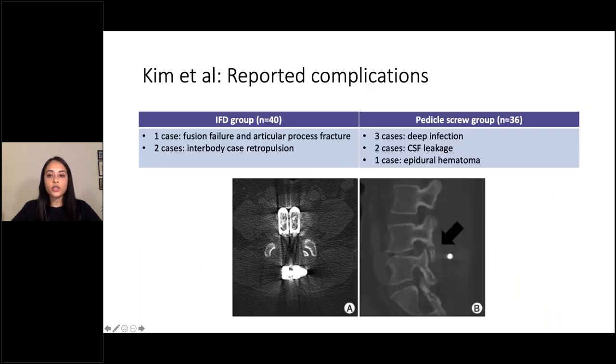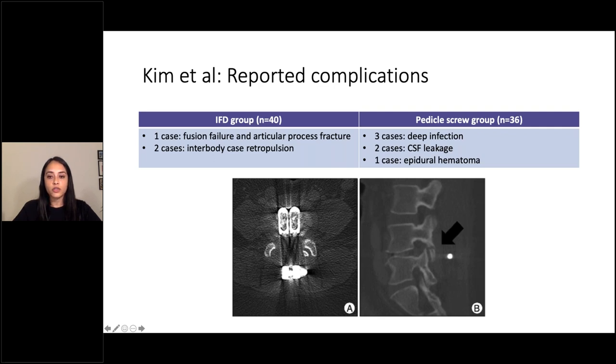And just to quickly mention the complications that they reported in this study, in the IFD group, one patient sustained back pain and lumbar CT showed fusion failure and fracture of the L4 inferior articular process, as shown in the images here. Another two patients had retropulsion of the interbody cage and required reoperation. There were no major surgery-related complications, such as deep infection, nerve root injury, or CSF leakage.